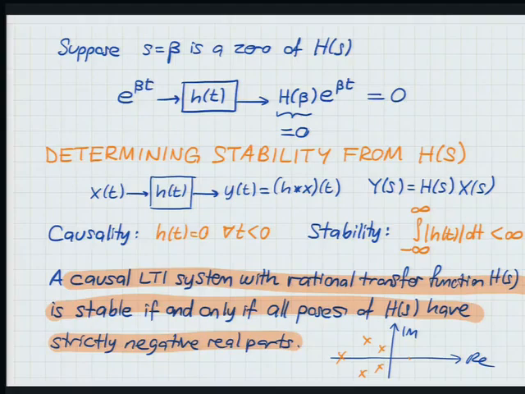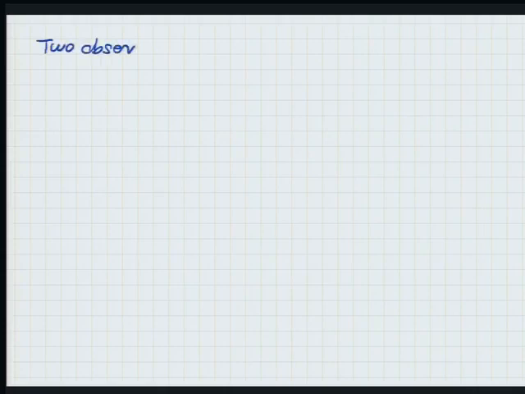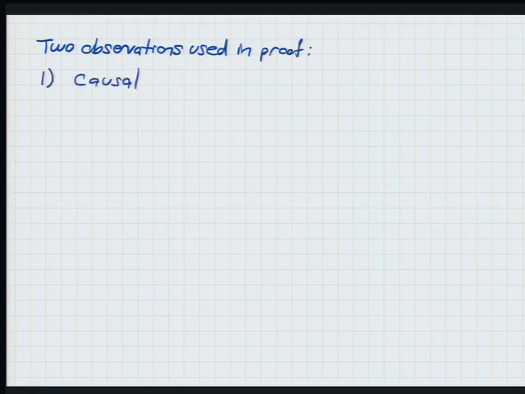First, I assume causality, right? So what does causality mean? Causality means H is right-sided. Okay? So two observations used in the proof. Really, two steps basically, not more than observation. Two observations used in the proof are, first, if the system is causal, that means H is right-sided.